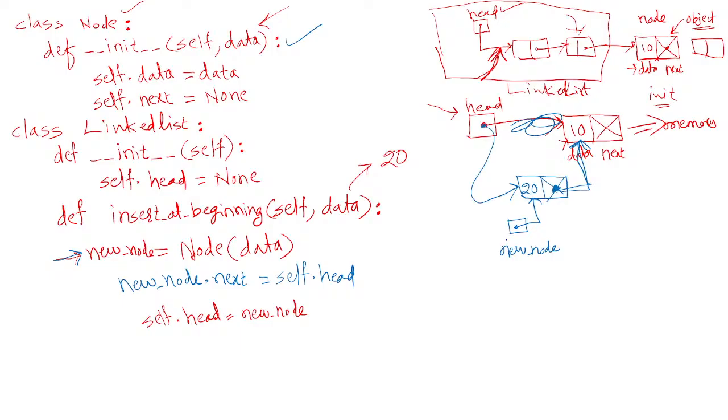Head is equal to new node, we are saying. Now head points to this node here. That's it. So no need of checking any condition here, just the beginning. So directly you can set these two pointers. That's it. Element will be added at the beginning. Got it? Any doubts in this?